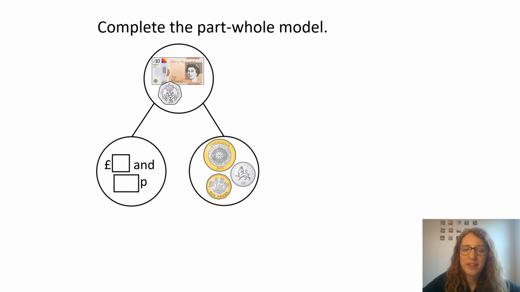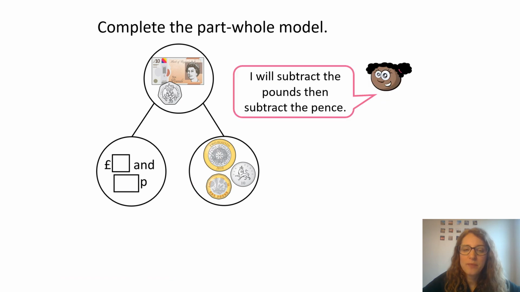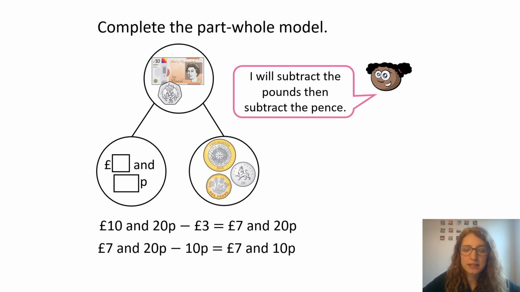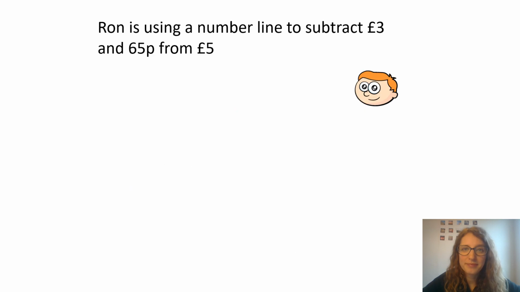Okay. So again, same one, but we can do it by subtracting the pounds. So £10.20, take away the £3 gives us £7.20, then subtract the pence. So £7.20 take away 10p becomes £7.10. So two ways of solving that same problem.